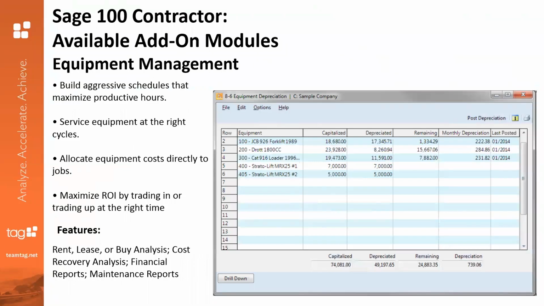Okay, so if you own large pieces of equipment, earth movers, cranes, and such, companies large and small tend to face a constant challenge of scheduling, maintaining, repairing, and replacing equipment. So with equipment management integrated within Sage 100 Contractor, the system enables your firm to approach equipment management with an eye on maximizing productivity and profit. You'll benefit from minimizing unproductive hours, charging equipment costs directly to jobs, monitoring utilization for owned and rented equipment, and detailed reports on your equipment.